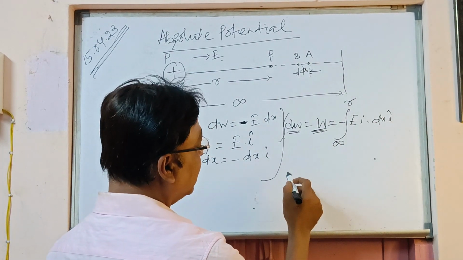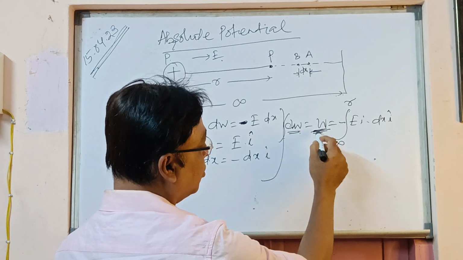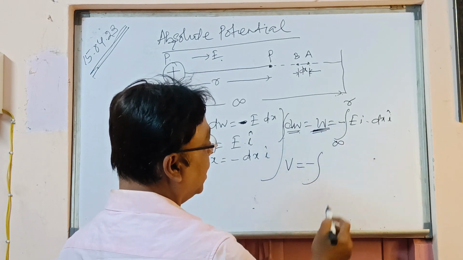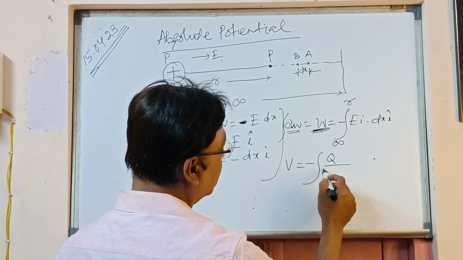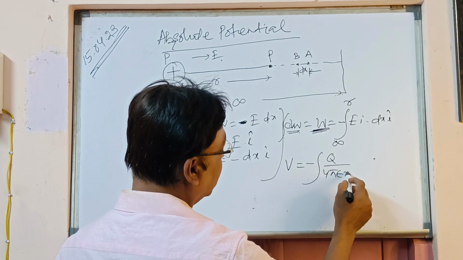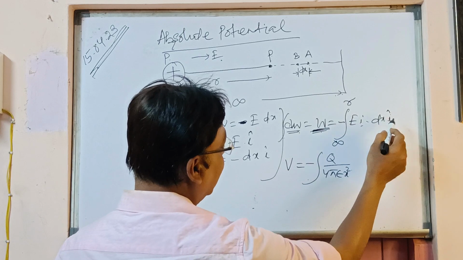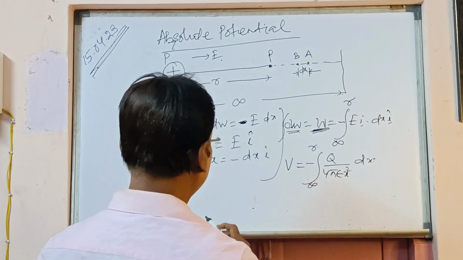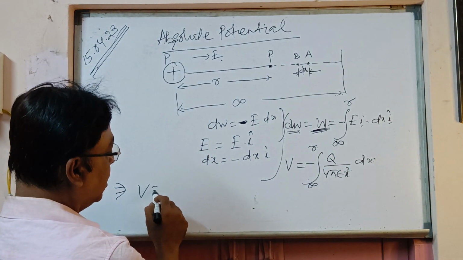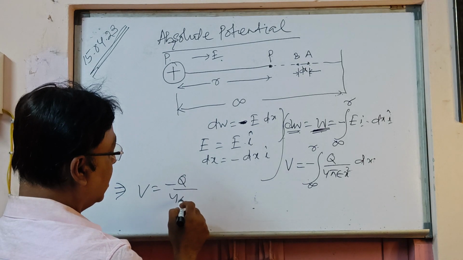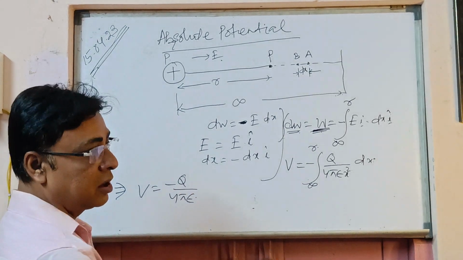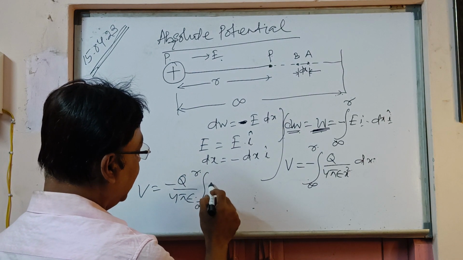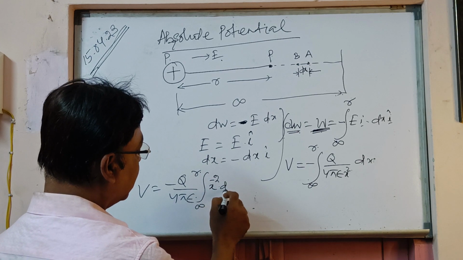Now if we integrate this, this work done is nothing but potential. We put the value of E, that is Q by 4 pi epsilon x square. I dot I will be 1, so it is dx, and the limit is from infinity to R. That gives V is equal to minus Q by 4 pi epsilon, taken out because it is a constant, with the limit from infinity to R, and x to the power minus 2 dx.